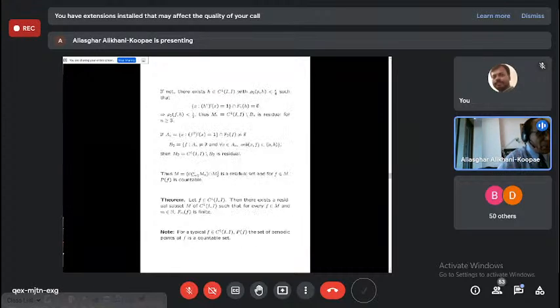Yeah, these are the proofs of these things. In order to prove these, I showed that if f is in C1(I, I), then there exists a residual subset M of C1(I, I) such that for every f in M and m in the natural numbers, Fm(f) is finite. And from there, I showed that the set of periodic points is countable.